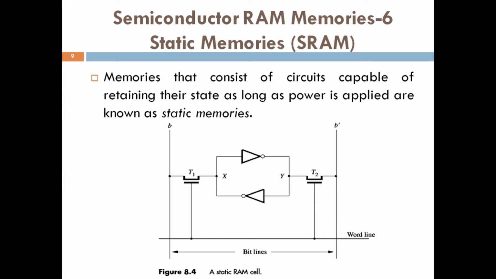When the word line is at ground level, the transistors are turned off and the latch retains its state. For example, let us assume that the cell is in state 1 if the logic value at point X is 1 and at point Y it is 0. So this state is maintained as long as the signal on the word line is at the ground level. So this is how the static memories work.